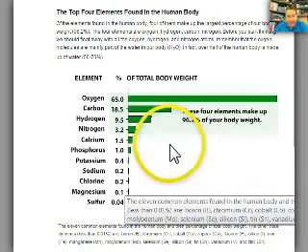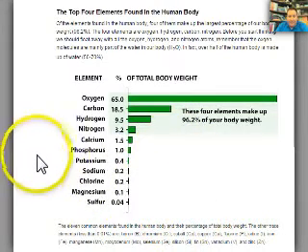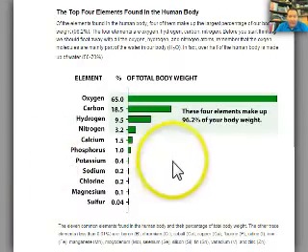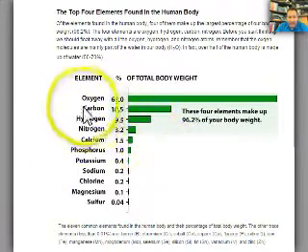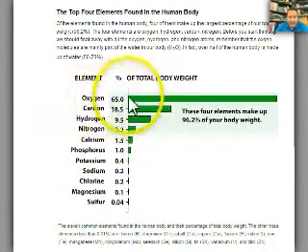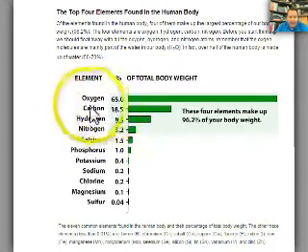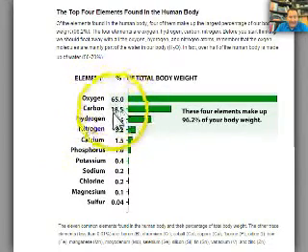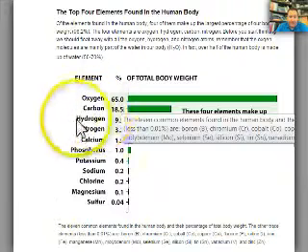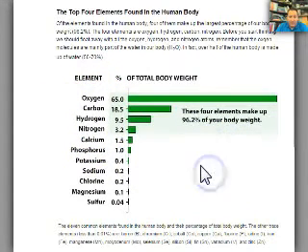When we take a look at the major elements that compose us, we look at the top 4 elements found in the human body. Oxygen comprises 65% of our total body weight. Carbon composes 18.5% of our body weight. Hydrogen composes about 9.5% of our body weight, and nitrogen composes 3.2% of our total body weight.